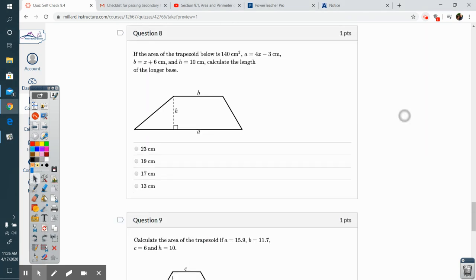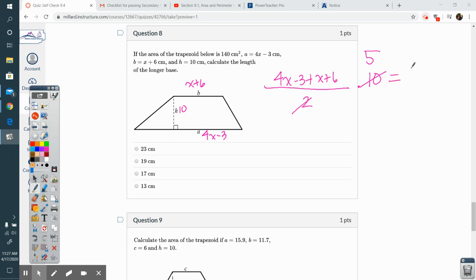Okay, next one. If the area of this trapezoid is 140, and we're going to have A be 4x minus 3, B is x plus 6, and your H is 10. So you add the two bases, 4x minus 3 plus x plus 6, divide that by 2, multiply it by your height, which is 10. So 2 goes into 10 5 times, so you can cancel that out. And that equals 140 square centimeters.